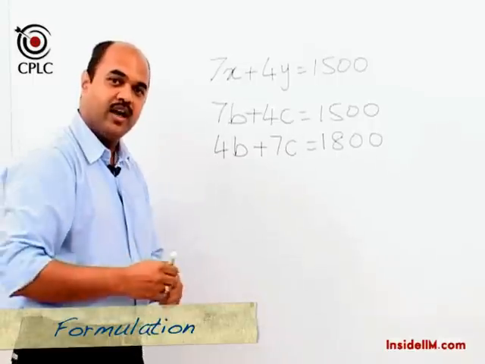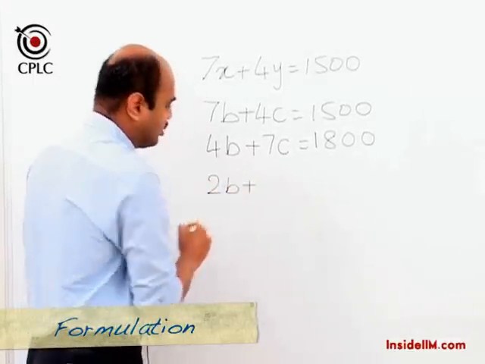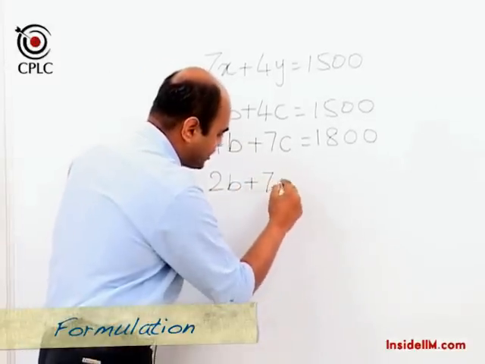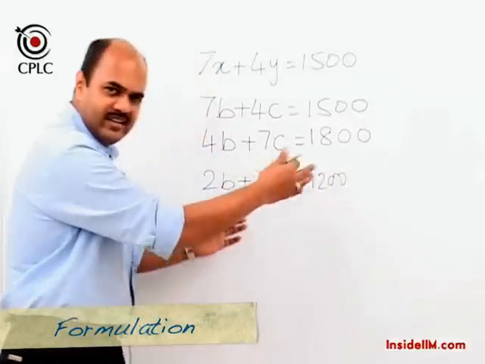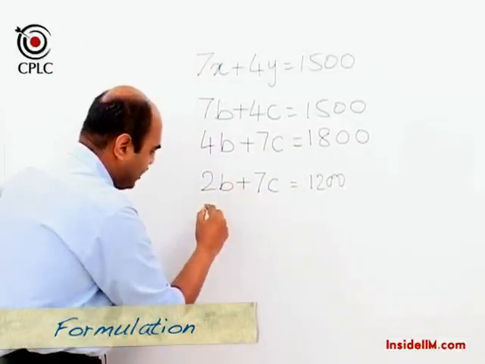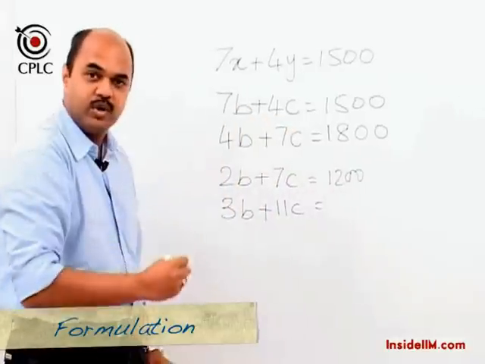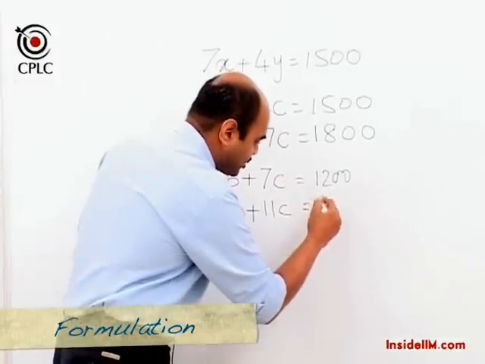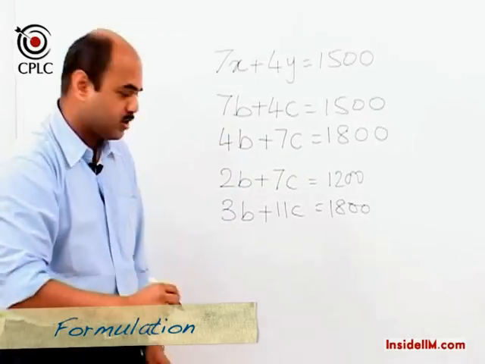But let's look at another example. Suppose we had an example where we said 2 books and let's say 7 CDs cost rupees 1200. These numbers right now are irrelevant. And suppose we say 3 books and 11 CDs put together, suppose they cost rupees 1800, whatever be the cost.